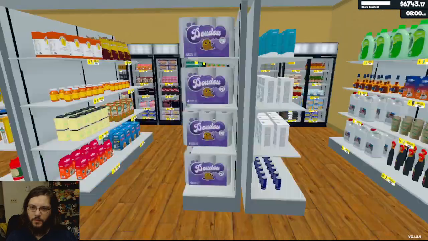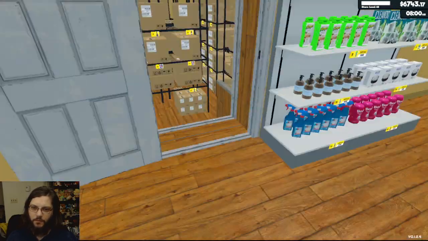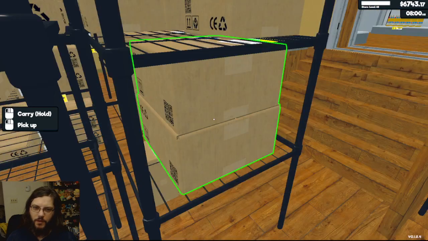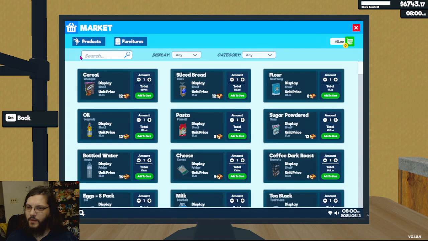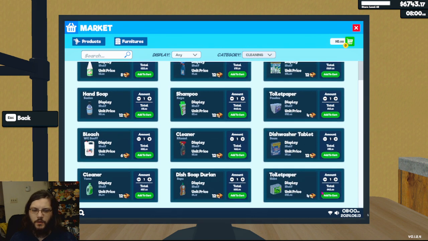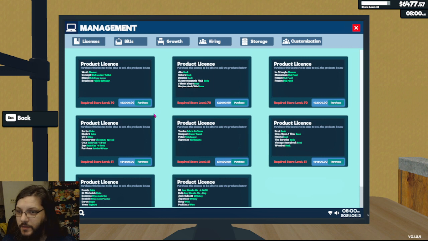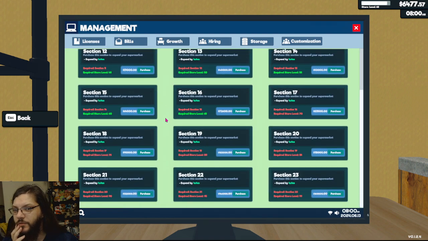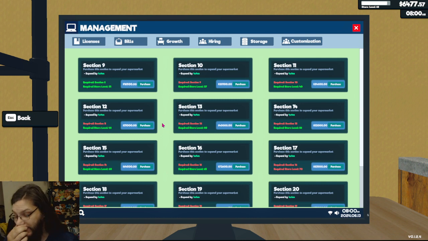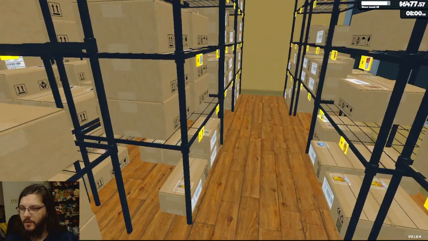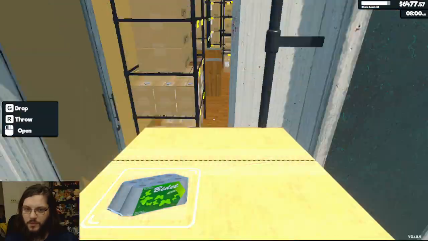Now I gotta make sure that I have everything in stock. I don't have everything in stock because the toilet paper is apparently completely out, so we're gonna buy more. We have only so many licenses left to get. There are only 8 licenses remaining, meaning the store is almost complete. We can grow, but the thing is we don't need to grow, we need licenses. So let's just go get our toilet paper. Put it into storage.